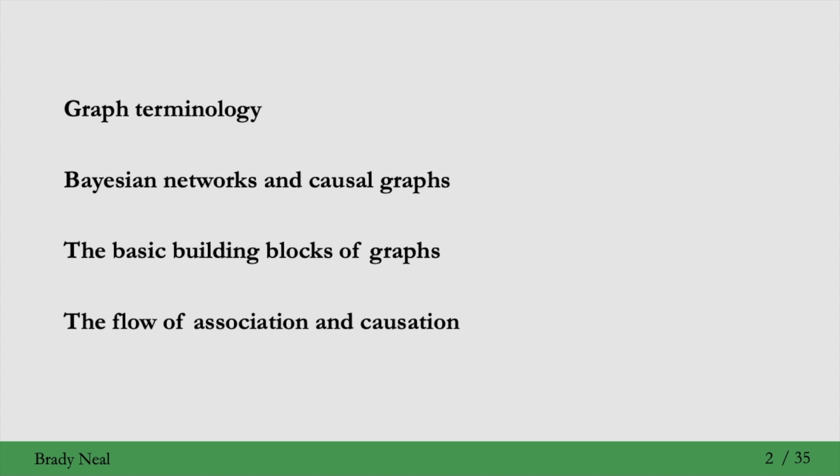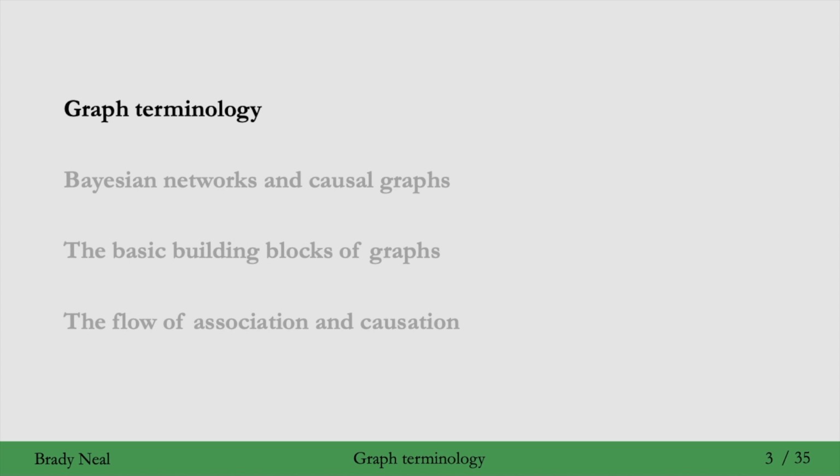There are 4 parts to this lecture. In the first part, I'll just be going through some basic graph terminology that we'll need for the rest of the lecture. Then I'll introduce you to Bayesian networks and causal graphs that will be essential throughout this course. And all graphs are built up of a few basic building blocks, so we can take these building blocks and analyze how association and causation flow in them, and that's what we'll do in the third part. Then in the last part, we'll take those building blocks, put them all together, and that will give us the flow of association and causation in graphs.